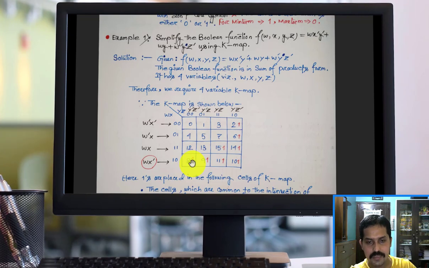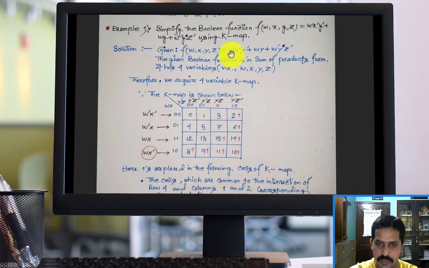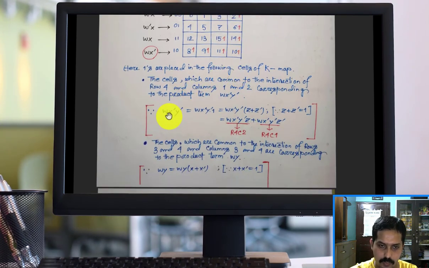How can I select the cells for putting ones? This is a very important concept. Now see here, w x' y', no z is present. So I can explain, or I can split this like this: w x' y' is w x' y' into 1, that is w x' y' (z + z'), because in Boolean algebra z + z' is 1 and z into z' is 0. Now just multiplying, w x' y' z plus w x' y' z'.